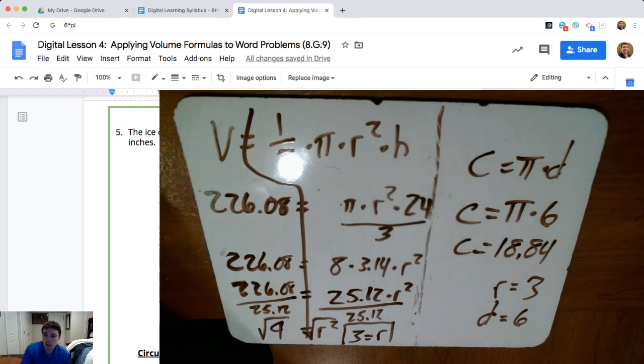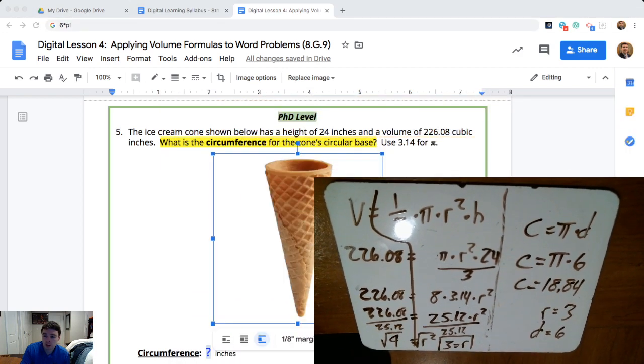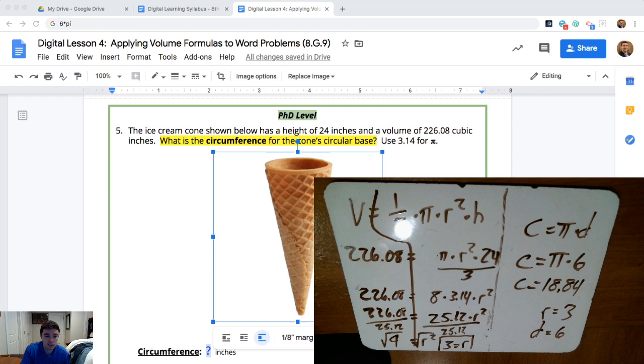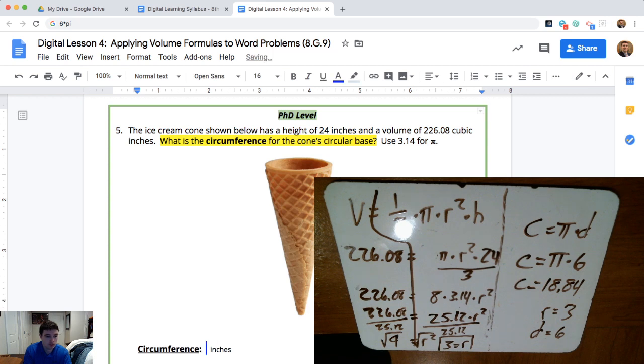So that's how ultimately we arrive at a circumference for this cone's circular base. The circumference is going to be 18.84 inches. Again, that's an estimate. If you used the exact pi, you might get 18.85. That's totally fine to have in that case. We're using 3.14 as our estimate for pi. So that always makes our answer a little bit smaller than using the more lengthy pi that the Google calculator or other calculators use sometimes.